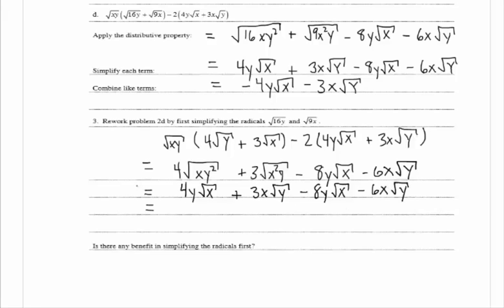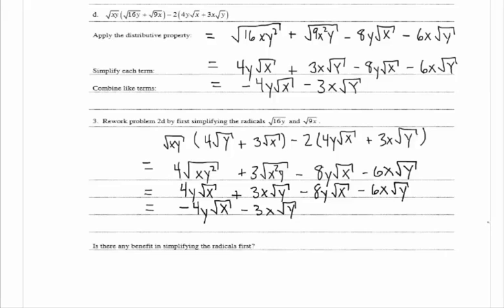And now we can combine our like terms. So we have 4y square root of x minus 8y square root of x is negative 4y square root of x, and 3x square root of y minus 6x square root of y is minus 3x square root of y.